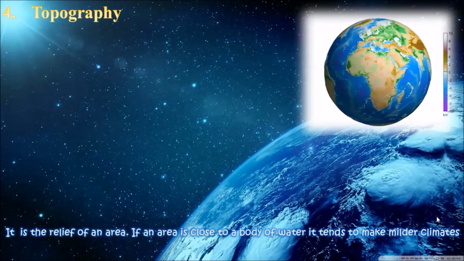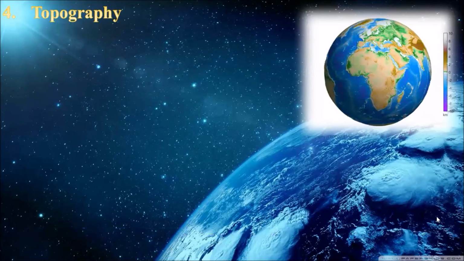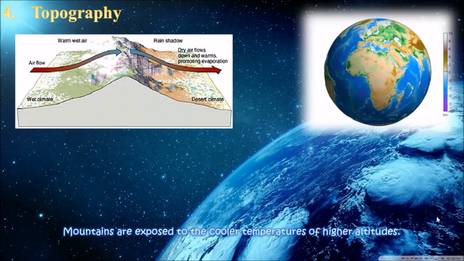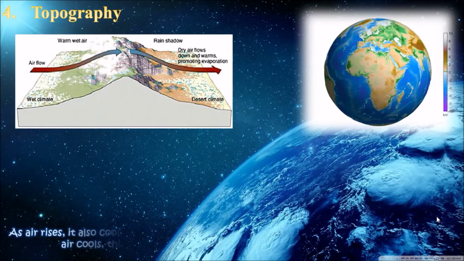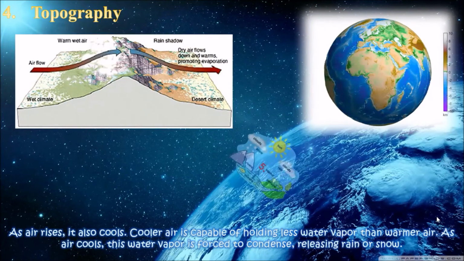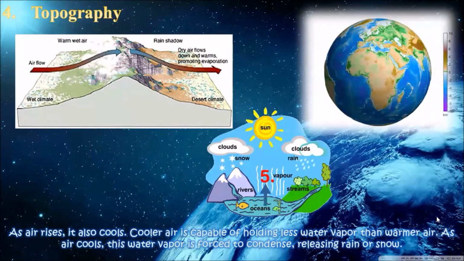If an area is close to a body of water, it tends to have a milder climate. Mountains are exposed to the cooler temperatures of higher altitudes. As air rises, it also cools. Cooler air is capable of holding less water vapor than warmer air. As air cools, this water vapor is forced to condense, releasing rain or snow.